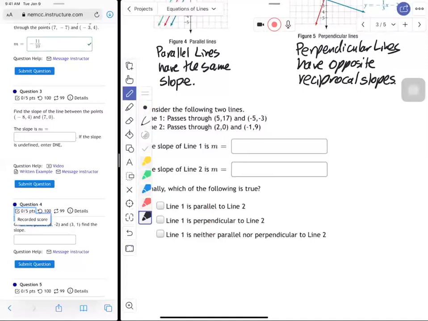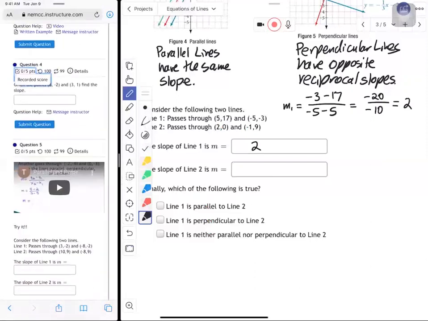So let's go ahead and find our slopes. We'll start with the one for line 1. I'm going to call it M1. Remember it's y sub 2 minus y sub 1. So that would be -3 minus 17. And then on the bottom, it's x sub 2 minus x sub 1. So -5 minus 5. And that gives us -20 over -10, which will reduce to a +2. So that slope's going to be 2.